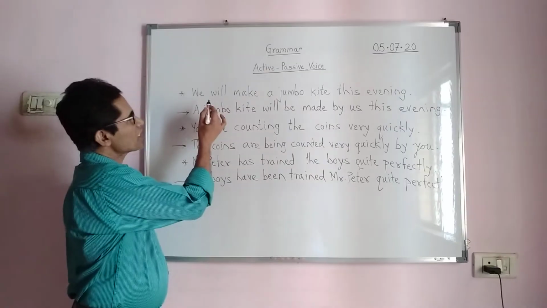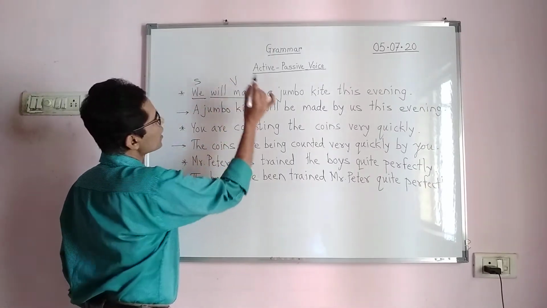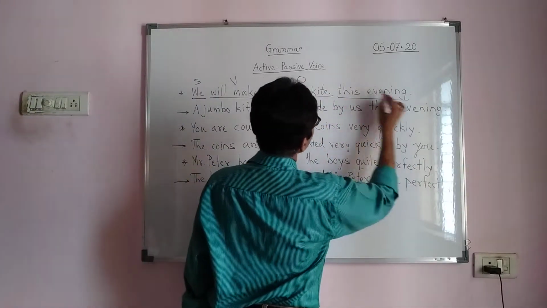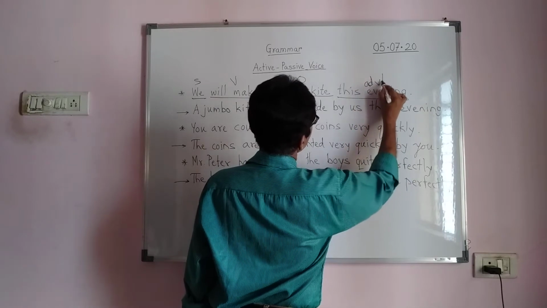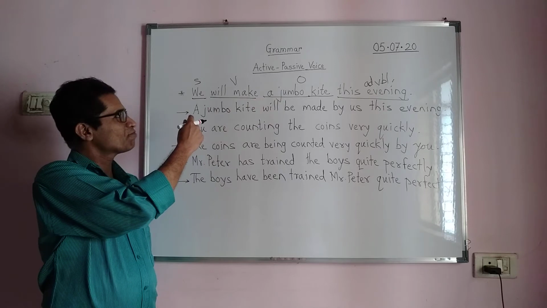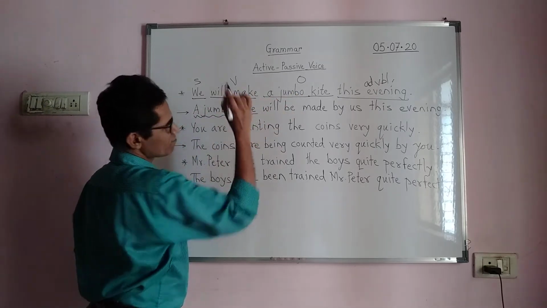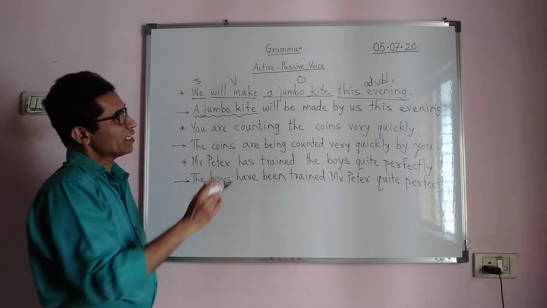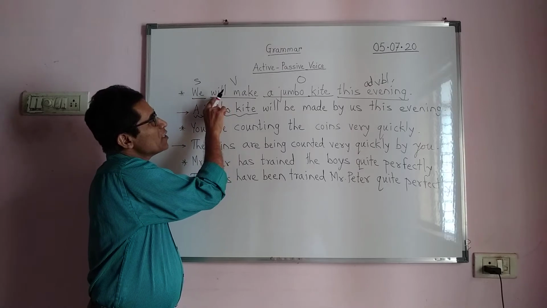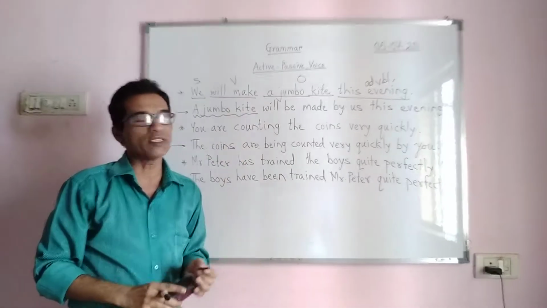Let's take the first example. Here V is subject, this is verb part, a jumbo kite is object, and this evening is adverbial. So when you want to change it into passive, you will have to take the object first, a jumbo kite. Then according to the tense of the active, the tense of the active is simple future tense, will plus first form of the verb has been given.